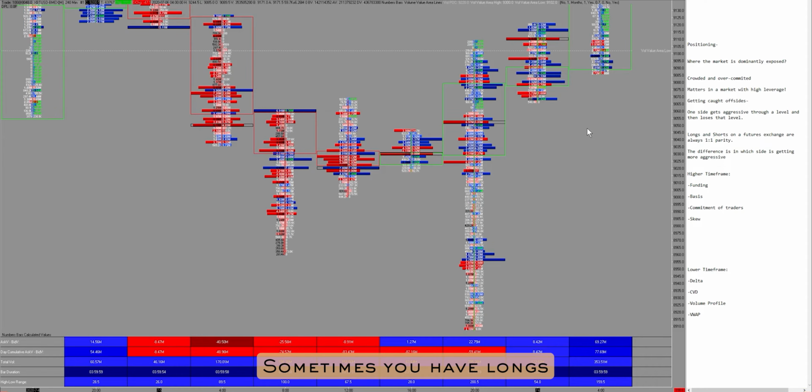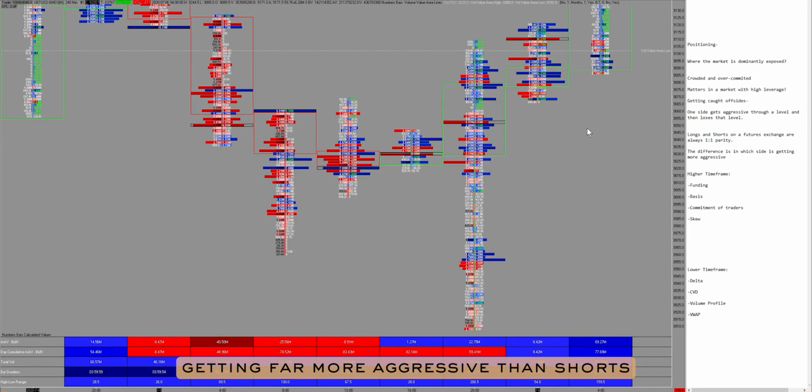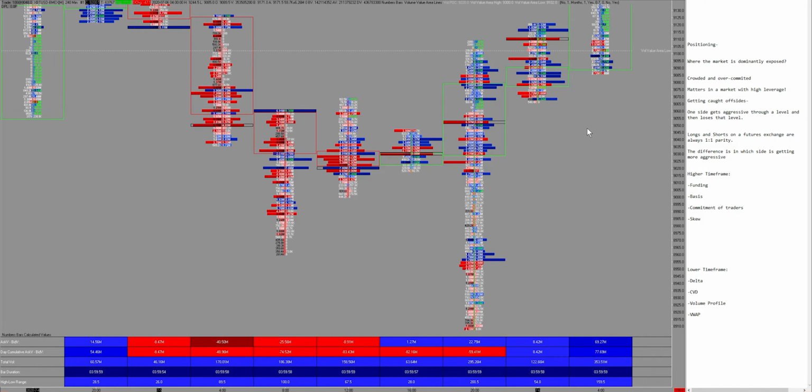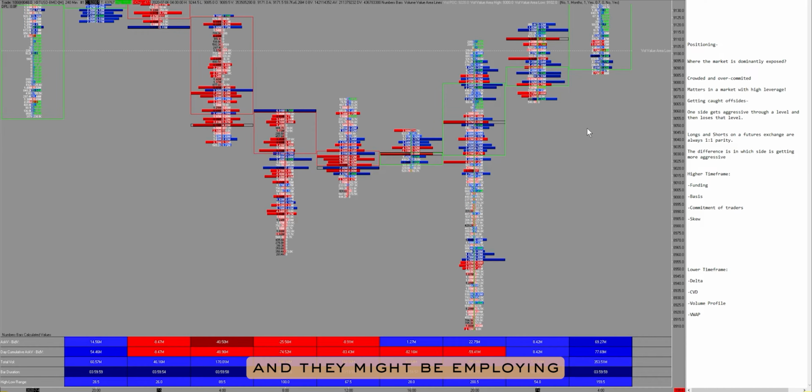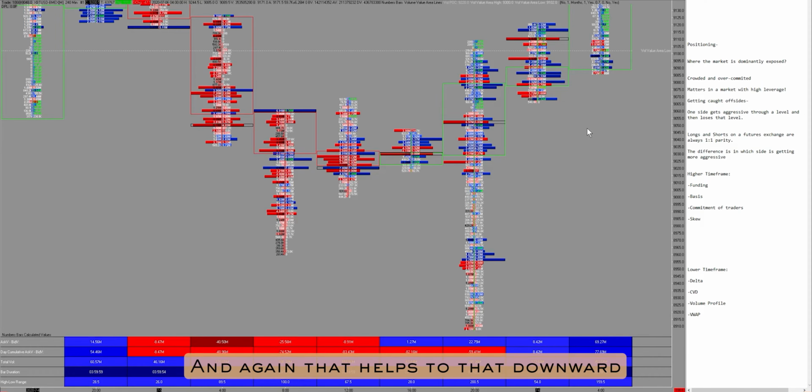Sometimes you have longs getting far more aggressive than shorts, and they're buying up all the available supply and prices rise drastically. Now, if you assume that one person can get in over a range of prices and they might be employing high leverage, well, now you can see when positioning comes into play. When they are stuck and price is no longer moving up with them, and they have gotten aggressively into position and no one is behind them to support the bid, when that price rolls over they're forced to close out, and again, that adds to the downward selling pressure.